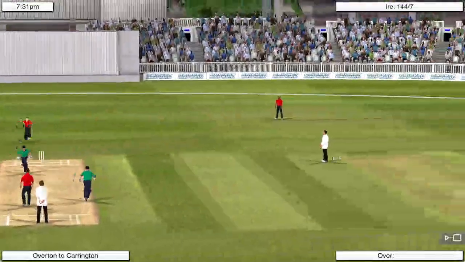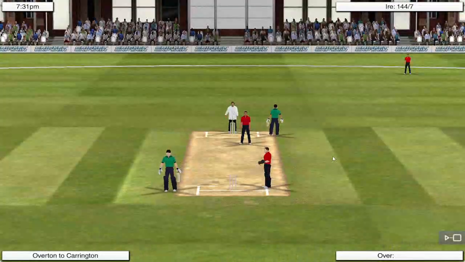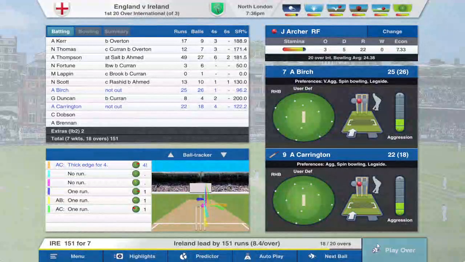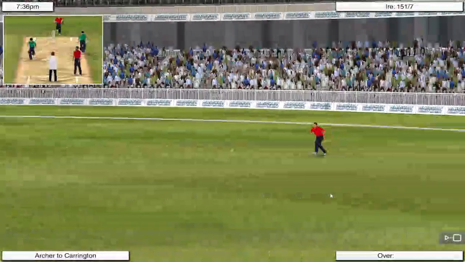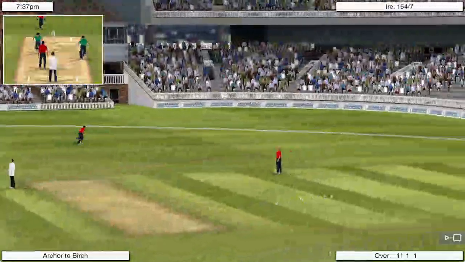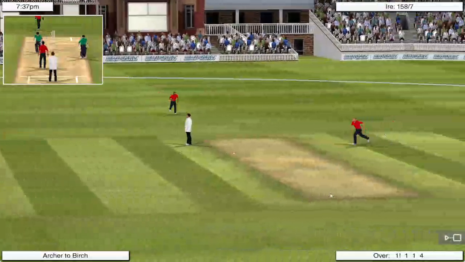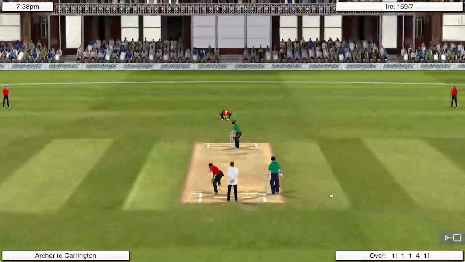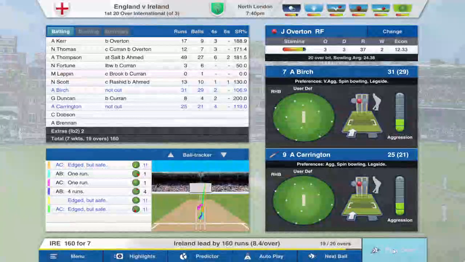Jamie Overton from the other end, and that could be a wicket. Oh no, it is 6. It has gone over. And Jofra Archer with his last over, 1 run. So 3 runs off the over till now. That is a 4. An edge towards 4, I would say. So 8 runs off the over make it 9.